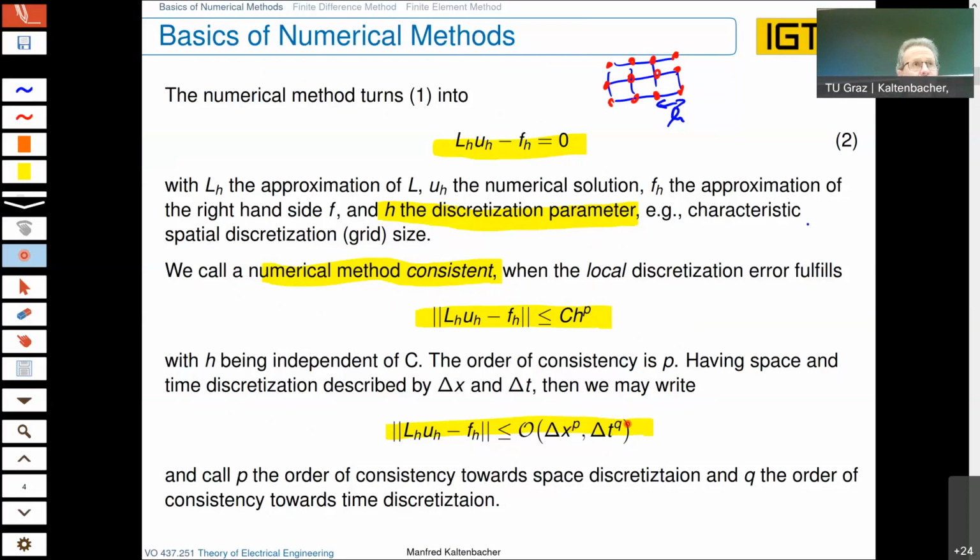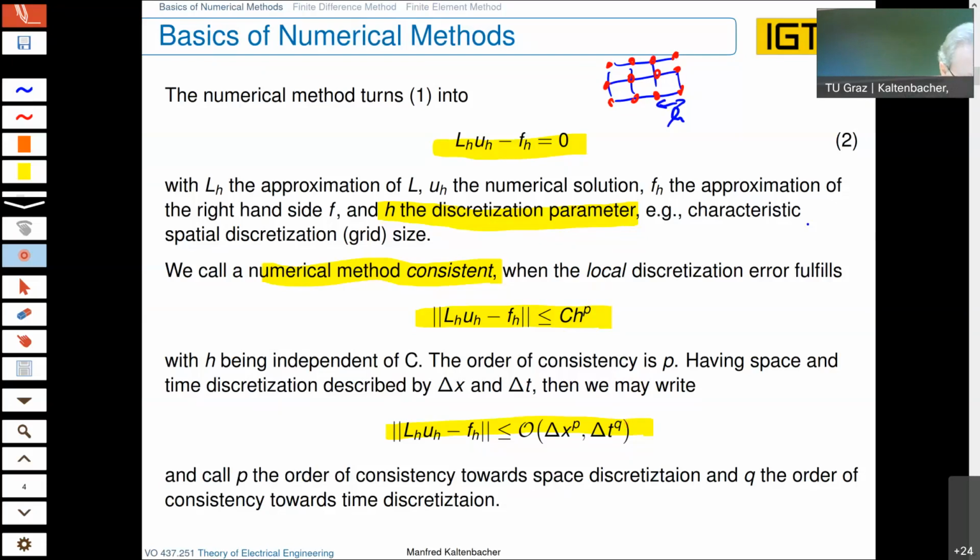But anyway, you should just have seen how you define consistency, even in a very general form where we have a dependency on space and time. Okay, so all we should take away is: we make the mesh finer, so the mesh size gets smaller, and the numerical error we make also gets smaller.